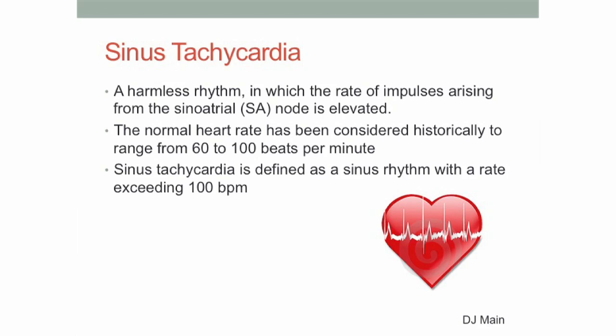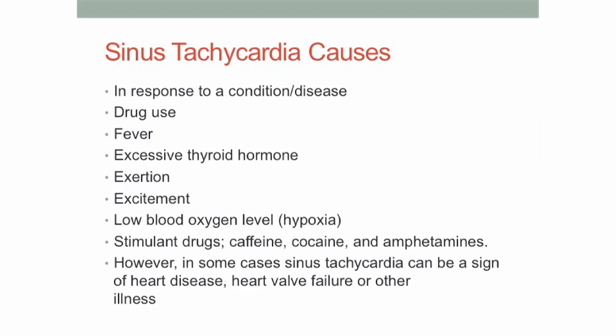The next syndrome we're going to be talking about is sinus tachycardia. This is known as a harmless rhythm in which the rate of impulses arising from the sinoatrial node, or SA node, is elevated. The normal heart rate has been considered historically to range from 60 to 100 beats per minute. Sinus tachycardia is defined as a sinus rhythm with a rate exceeding 100 beats per minute, and sometimes this can be even at rest.